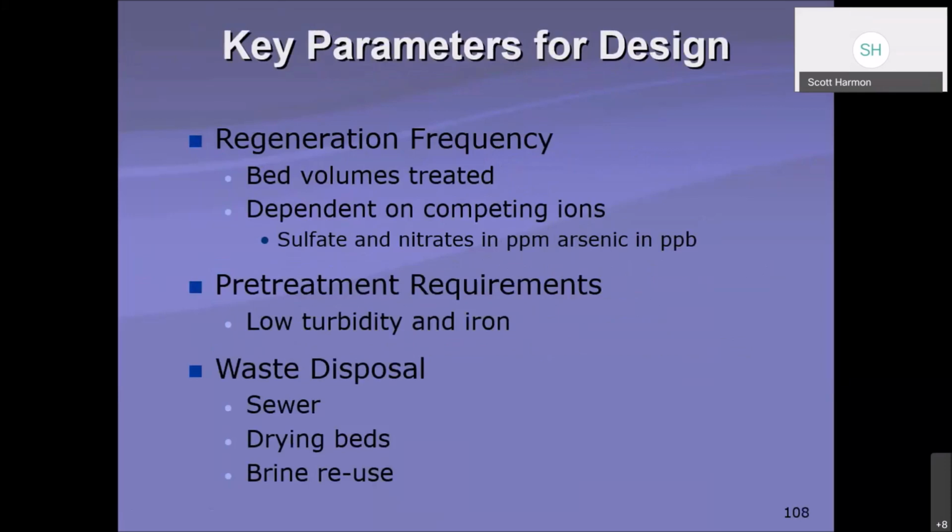So here you go. Parameters for designing these types of facilities. How often you have to regenerate, right? How much bed volume is treated. It depends on other ions that may come into play with your source water: sulfate, nitrates, arsenic as well. Pre-treatment requirements: low turbidity and iron. Waste disposal, always a consideration what you're going to do with it. Can you dispose of it to your sewer system? Can you use drying beds? Can you reuse your brine? All considerations when designing this type of treatment facility.